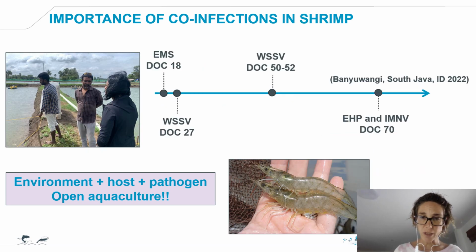And the same is happening in shrimp farming, as most of you know. It's also an open aquaculture system. In a more closed system like RAS or biofloc, the situation might be slightly different, although still focused on quite a lot of multiple pathogens. This is an example from Indonesia, from South Java, where we can see that EMS is starting around the OC18, followed by the detection of white spot, and EHP and IMNV by the end of the grow out around the OC70. So a multifactorial situation also, quite complex in terms of pathogens.